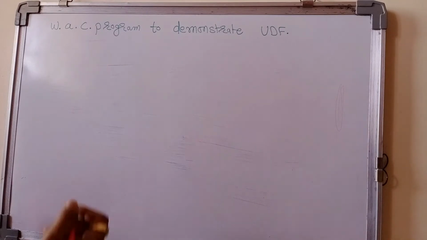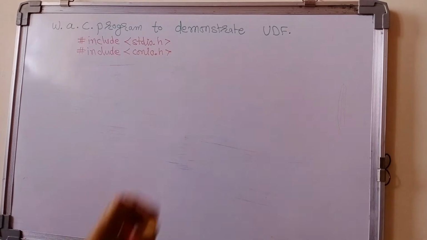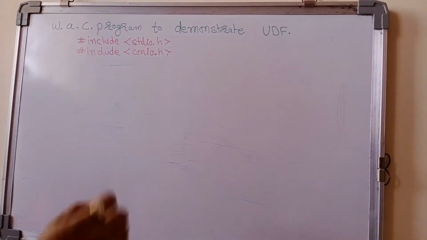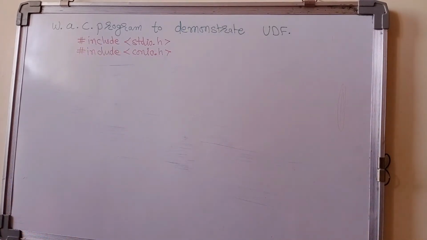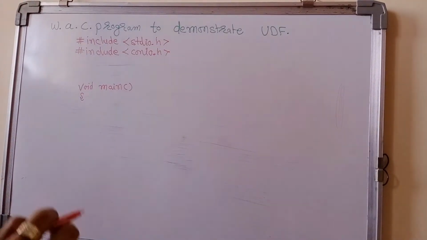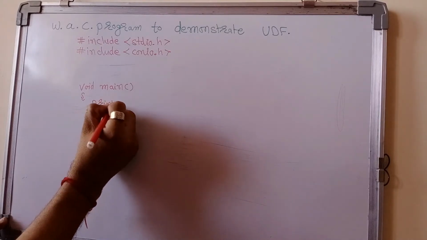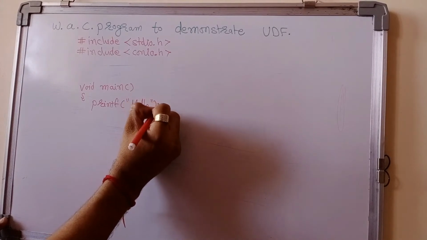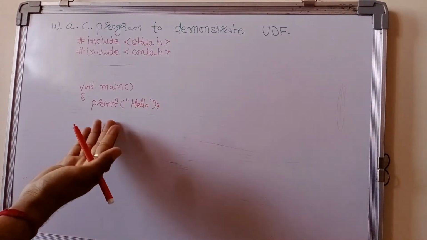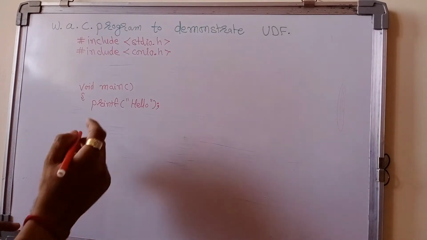First of all, in C language, we need to include conio.h. Here is the function declaration. I am leaving the space for the function declaration and I am writing a void main function. A very simple printf statement here. Printf hello. Now I want to call a user defined function whose name is printmsg.